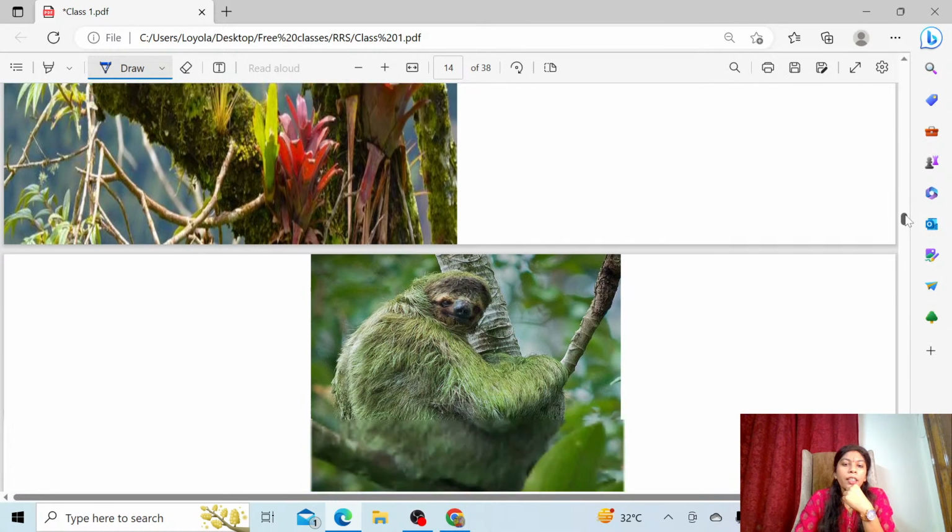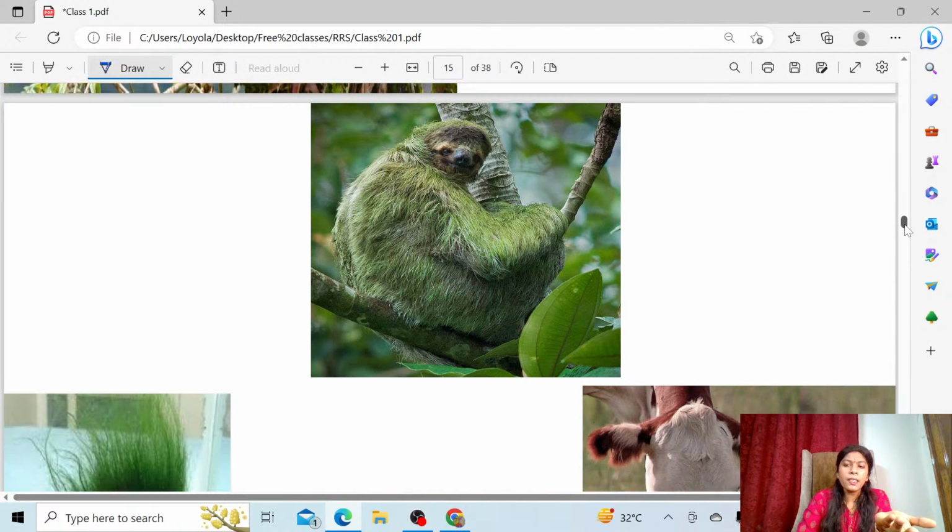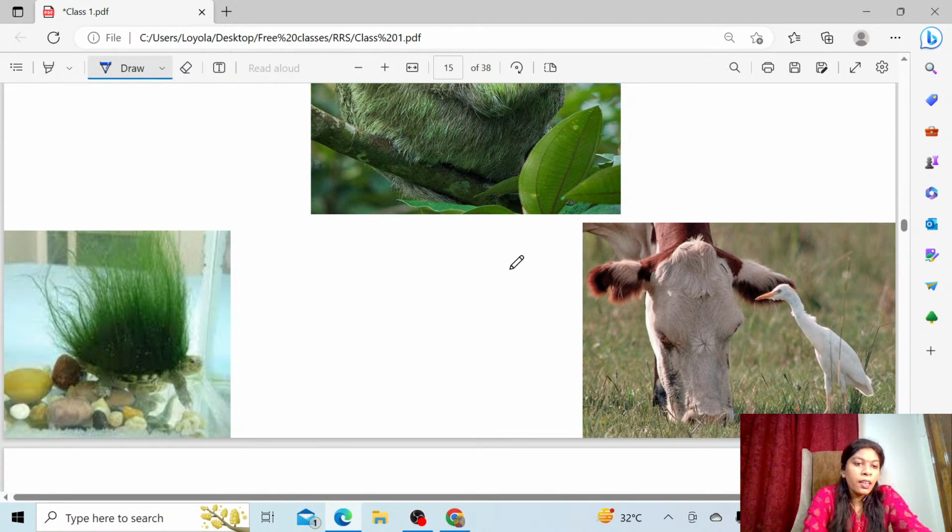Then see, this is another example for commensalism. This is a turtle. On the back of the turtle, this algae will grow. This is Basicladia algae. They will grow on the back of the turtle. One time UPSC asked this as a question.